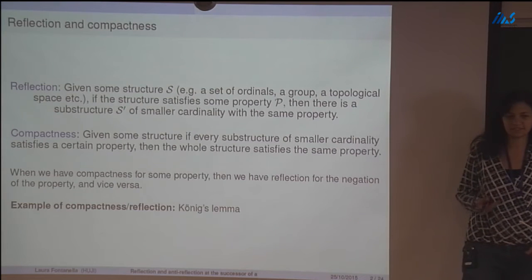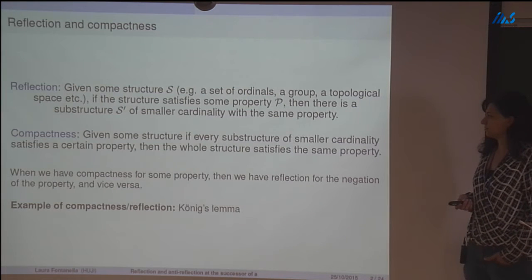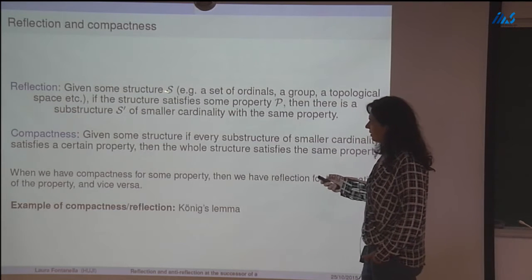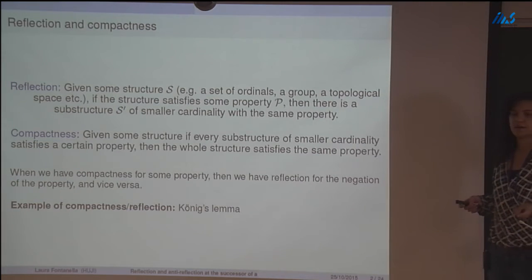To me, a reflection property is any statement of the following form: given some structure that may be a set of ordinals or a non-set-theoretical object such as a group, a topological space, anything you like, and given some property of the structure, it is possible to find a substructure of smaller cardinality with the same property. So in other words, the property reflects to a smaller substructure.